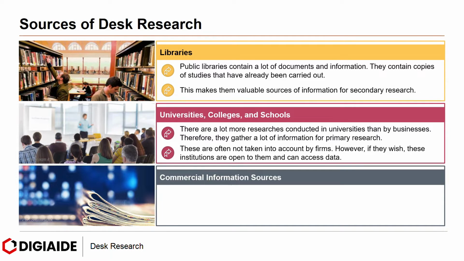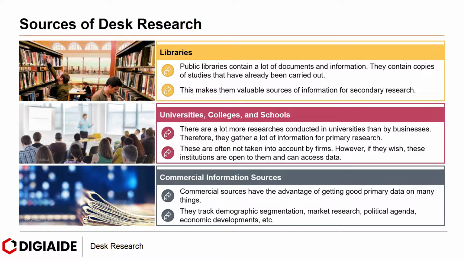Next, commercial information sources. Commercial sources have the advantages of getting good primary data on many things. They track demographic segmentation, market research, political agenda, economic developments, etc. These sources include TV stations, radio, magazines, journals, and local newspapers. Information from these is then used for secondary research.